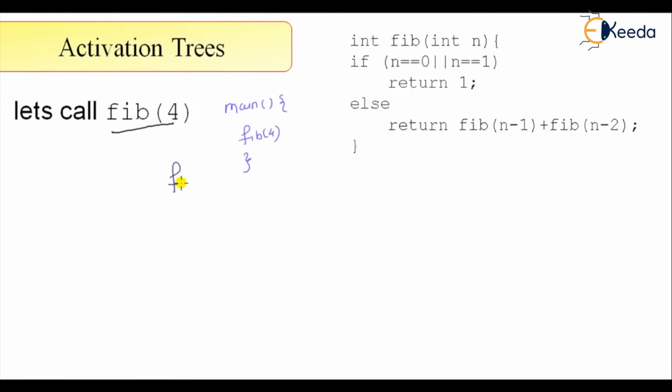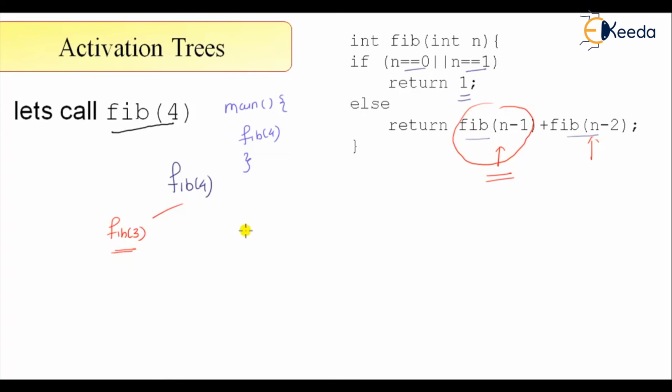So we call fib4, and in fib4, if n is 0 or 1, then the return value is 1, otherwise this part will be called. Even in calling this part, fib(n-1) will be called first. After completing the activation of n-1, it will then go for the call of n-2. So fib4 is called, we go for fib3, and then it is stuck here.